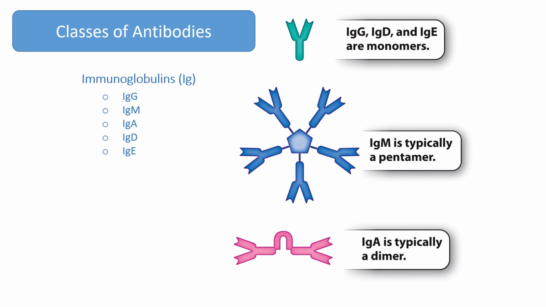Immunoglobulin M is typically a pentamer. It is particularly important in the early response to infection and is very efficient in activating the complement system and stimulating an immune response.